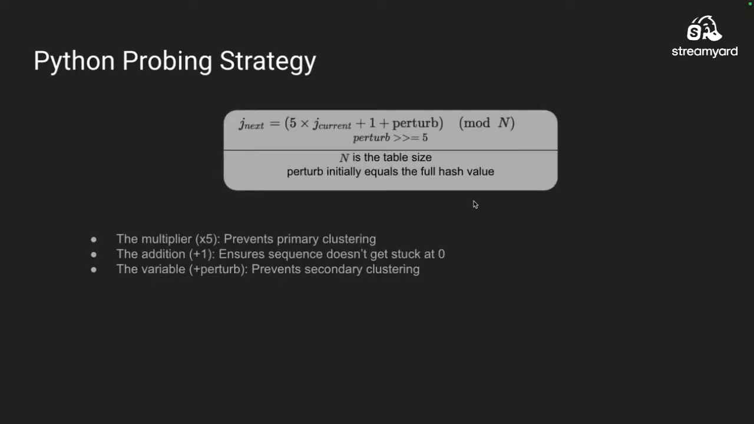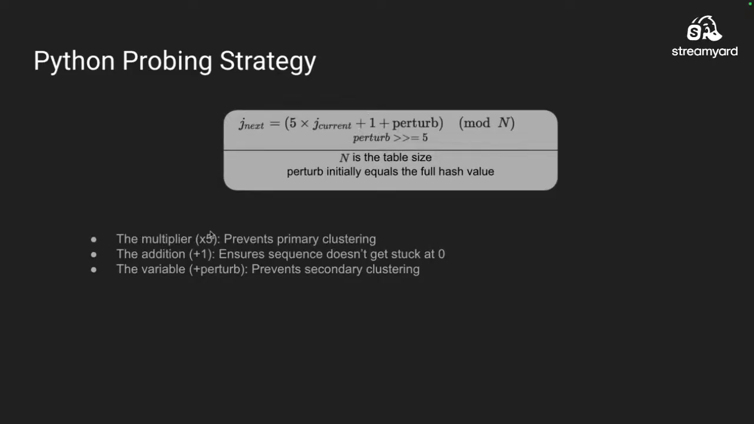So coming to the probing strategy, as I mentioned, Python doesn't use linear probing or quadratic probing. It uses this formula for probing. It might look complicated, but there are use cases for each part of this formula. So in this, J next is basically the next index that you want to go to, and J current is the current index that you are at. And then there's perturb, which initially will be the hash value of the key, and in each step the perturb will be right shifted by 5 bits, and here n is equal to the table size. So let's go through this and understand why each section is important.